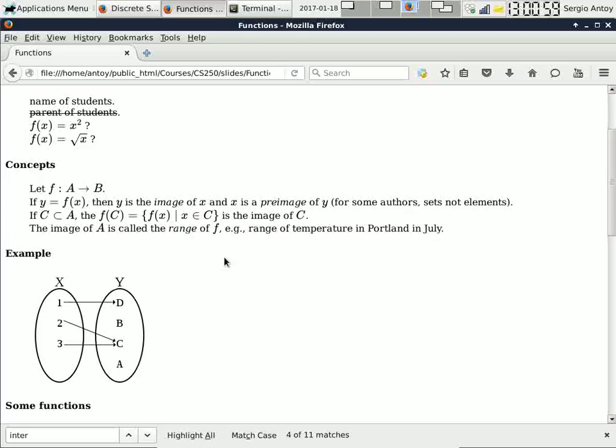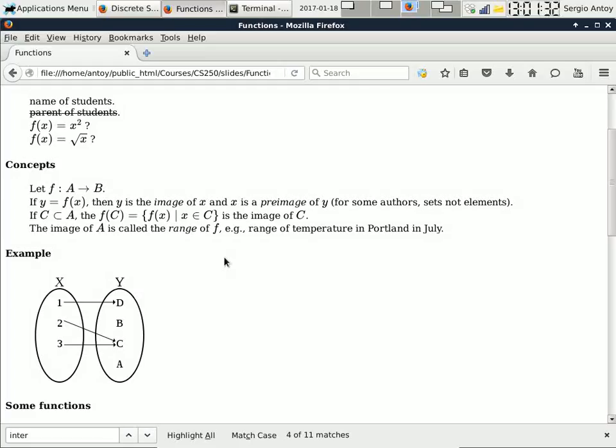All right? So we have names for the various species. If f of x is y, we say that y is the image of x, and x is the pre-image of y. So what is the image of 3? C. What is the pre-image of C? 3 or 2. So we say that 2 is a pre-image and 3 is a pre-image.